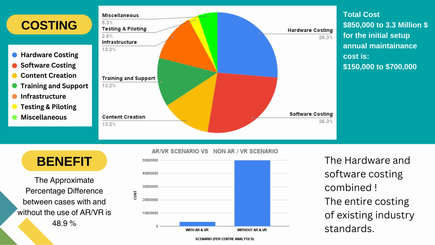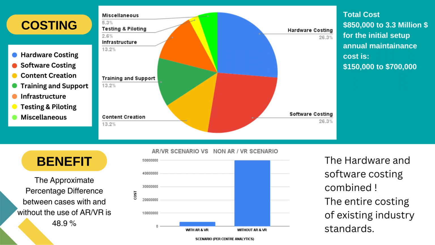Well, if we start using AR and VR, our costing will approximately go up to 3.3 million, while without the use of AR and VR, the costing will go up to $50 million. Well, it has a big benefit. The approximate percentage difference between cases with and without the use of AR and VR is 48.9%, which seems like a huge difference.